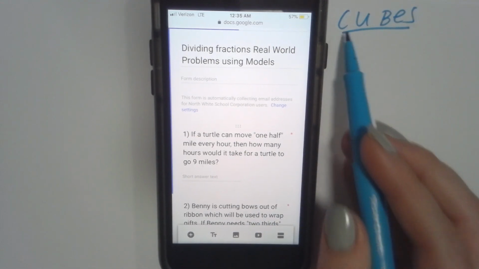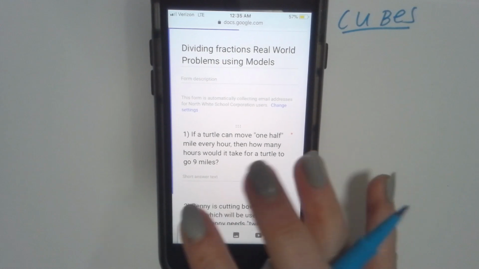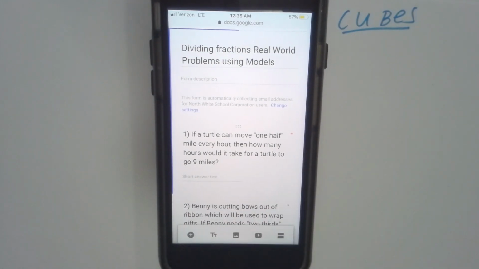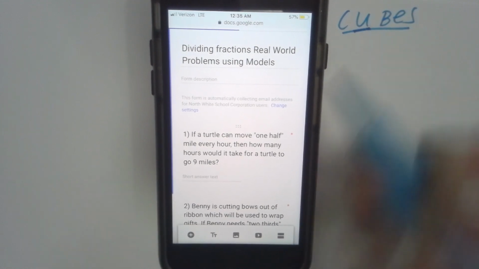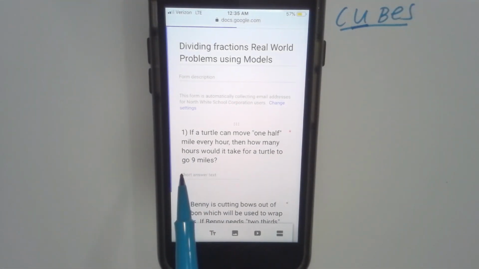So C stands for circling our numbers. So let's think about our numbers. We're working with 1/2 and 9. Okay, so somehow we're going to make an equation to set those up. Underline the question. So let's think about what it's asking us. How many hours will it take a turtle to go 9 miles? So we're wanting him to go 9 miles. We're asking how long, knowing that he goes 1/2.